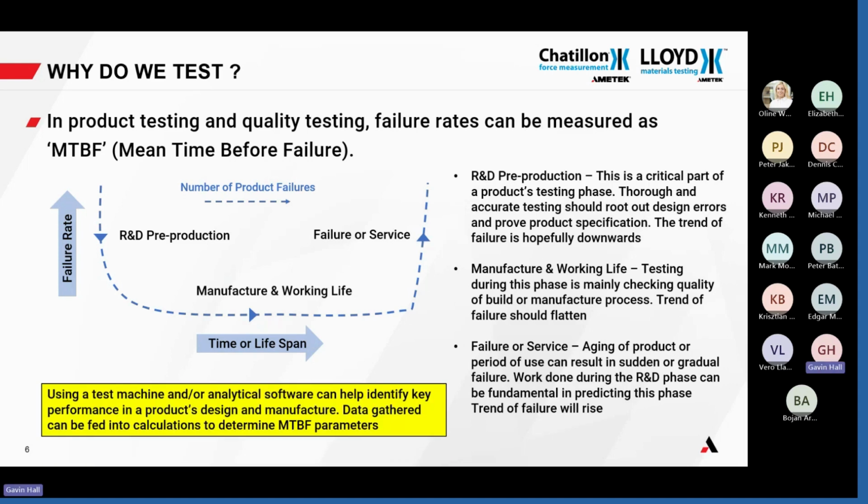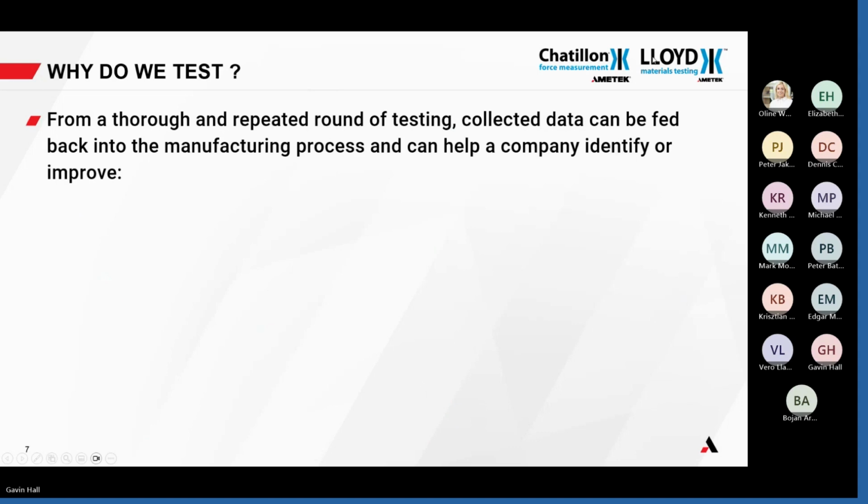From our point of view, using a test machine and/or analytical software along with it can help identify key performance parts in a product's design and manufacture, and data that's gathered can be fed into calculations to determine the mean time before failure parameters. Then from a thorough and repeated round of testing, the data can be fed back into that process and help a company identify and improve the following factors.